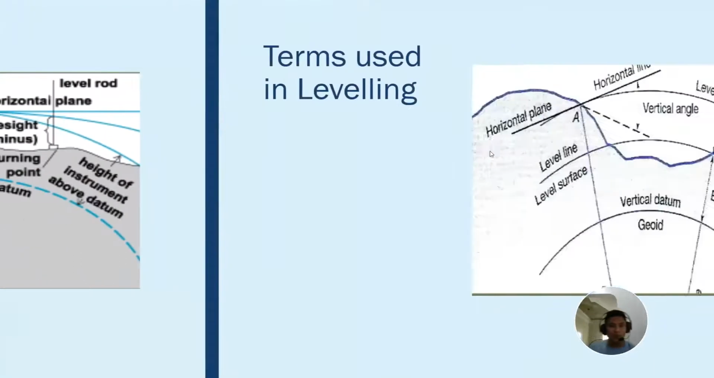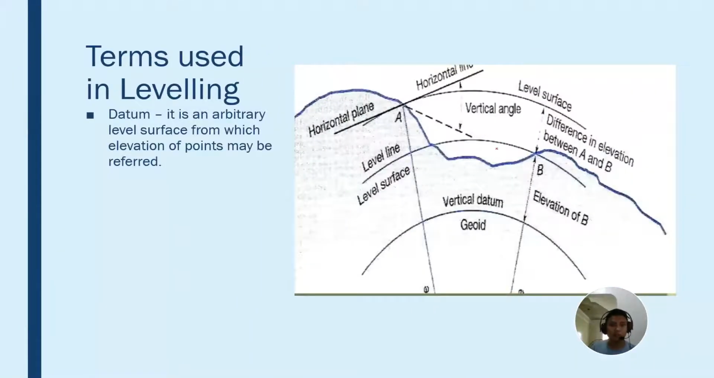So, other terms used are the datum, or an arbitrary level surface from which elevations of points may be referred. So this datum serves as the reference level surface in determining the elevation of a station. Usually the datum has an elevation value of 0 meters, because that serves as the reference surface parallel to the surface of the Earth.